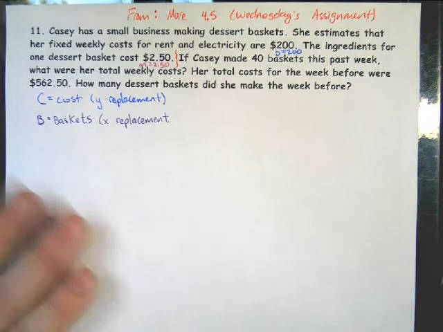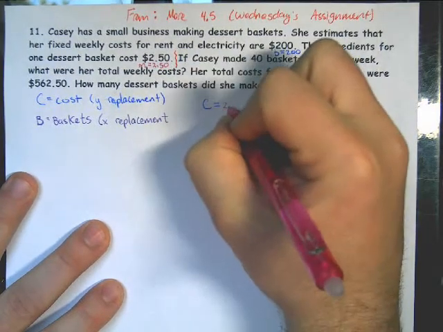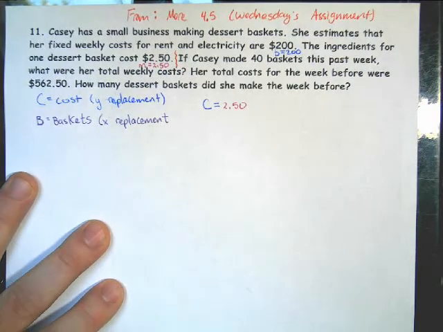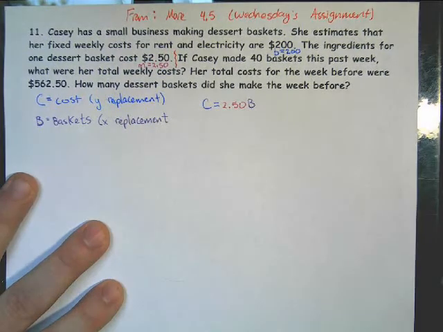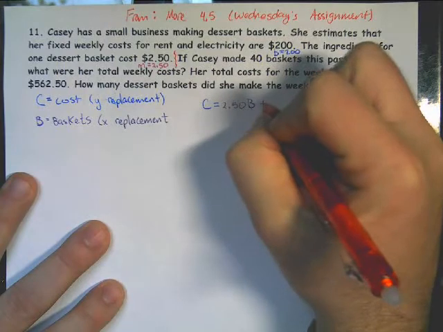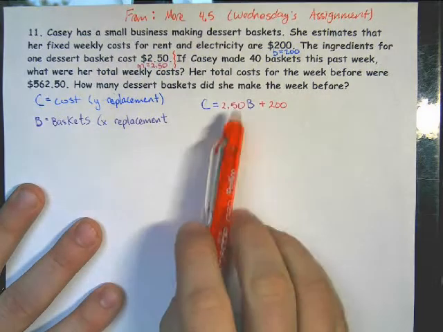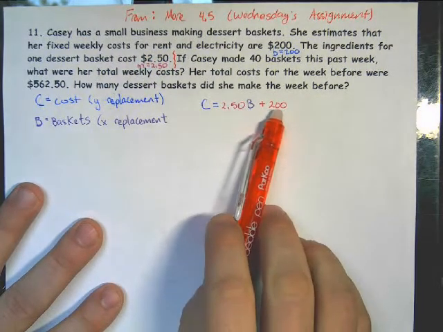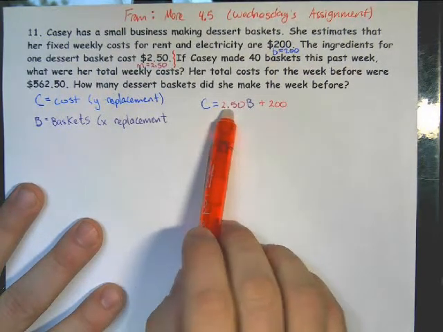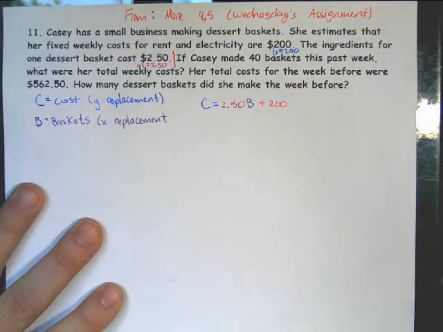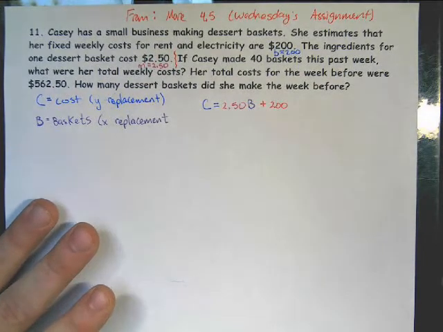So the equation we can build is C equals 2.50 B, for baskets, plus my y-intercept. We plugged in our m, and we plugged in our lowercase b, our y-intercept. So there's our equation. Cost is equal to 2.50 times our baskets plus $200, and that will give us our total cost. Okay, so now let's answer the questions.